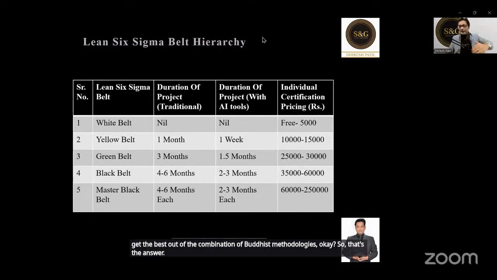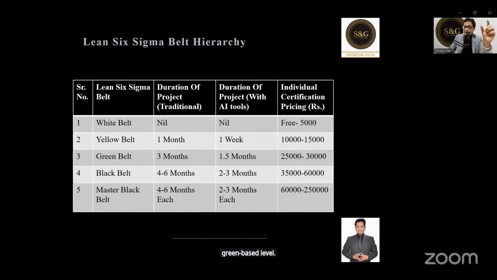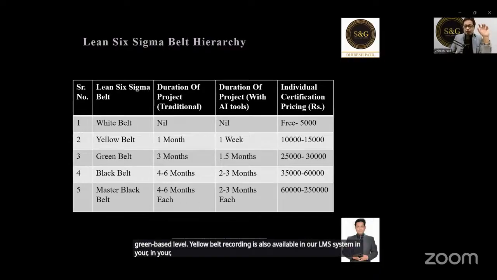Now we all know the 5 levels: white belt, yellow belt, green belt, black belt, and master black belt. Yellow belt you have already completed. That's where you got into the green belt level. The yellow belt recording is also available in our LMS, the learning management system. You can check it out anytime. Green belt is where you are right now. The majority of you are in the green belt, and that's what our hackathon is all about.